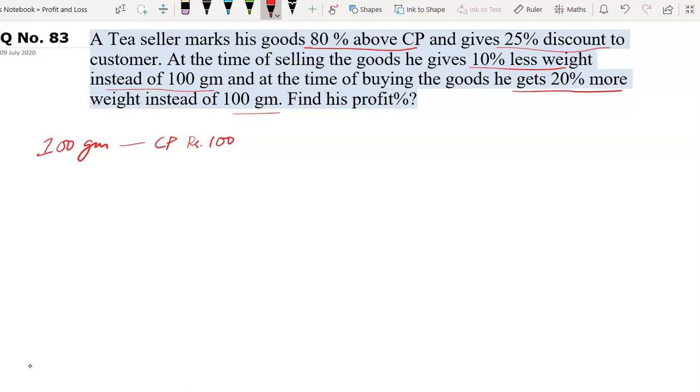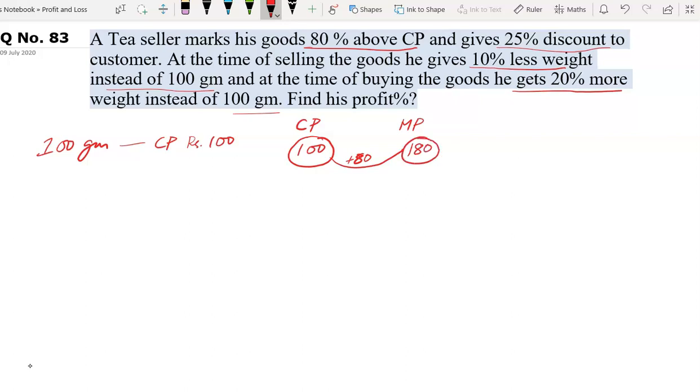Now the tea seller marks his goods 80% above CP. So if CP is 100, MP will be how much? MP is 80% above CP. So 80% of 100 will be 80, and it's increased. So our MP will be 180.